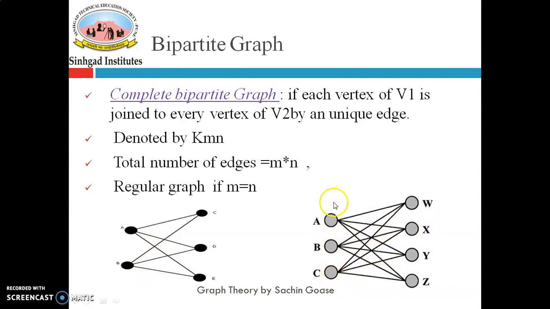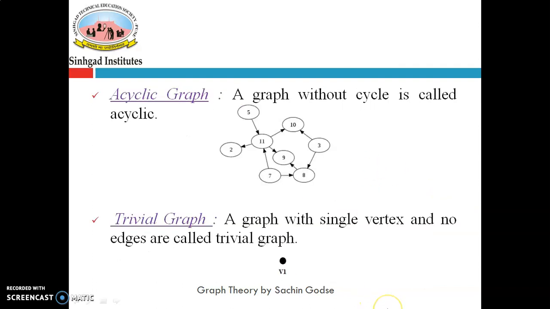In this case vertex set V1 contains 3 vertices and vertex set V2 contains 4 vertices. So total number of edges will be 3 into 4, that is 12. And you can see in this, 12 edges are there.